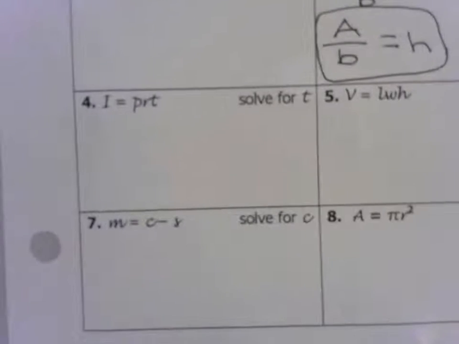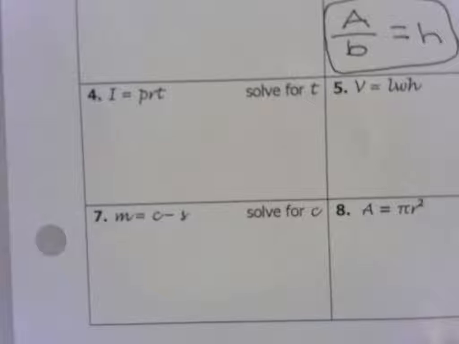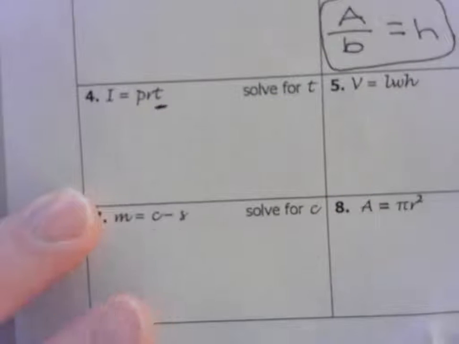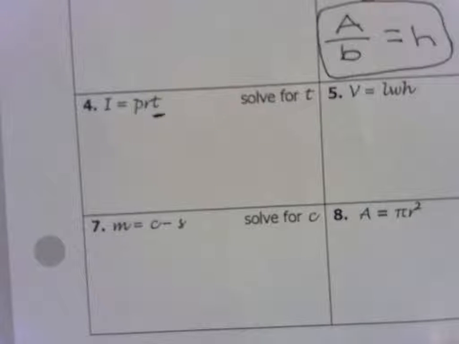Okay, let's look at 4. If I look at 4, I want to solve for t. So I always like underlining t. Okay, I'm going to underline t. That means I need to get t alone. What variables do I need to get rid of in order to get t alone?